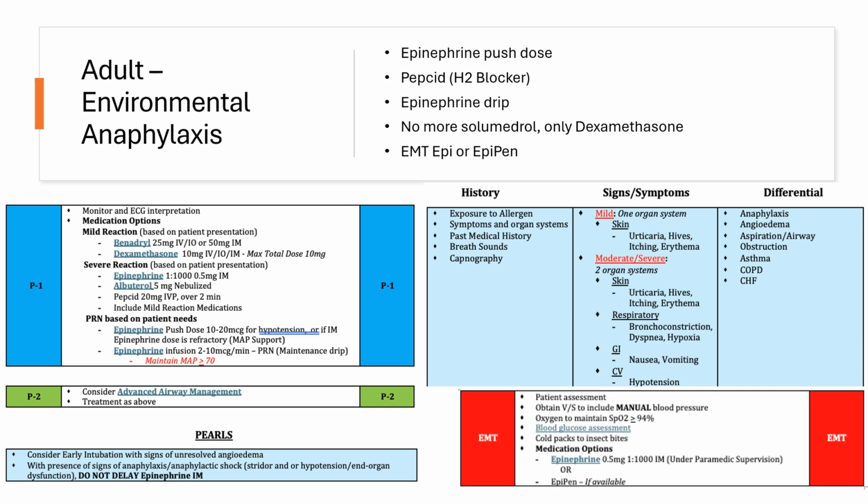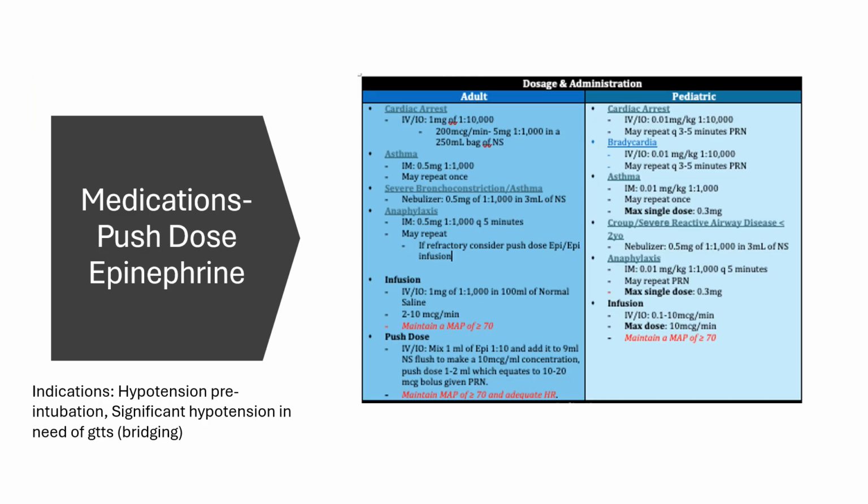All right, next slide. Push dose epi again. Everybody knows how to make this. You take your cardiac epi, 1 milligram in 9 cc's of normal saline, and then agitate. If you don't agitate, what happens? You're going to end up getting that 1 milligram right off the bat. And that makes it so that if you push 1 mL, you're getting 10 mics of epi. If you push 2 mLs, you're getting 20 mics of epi.